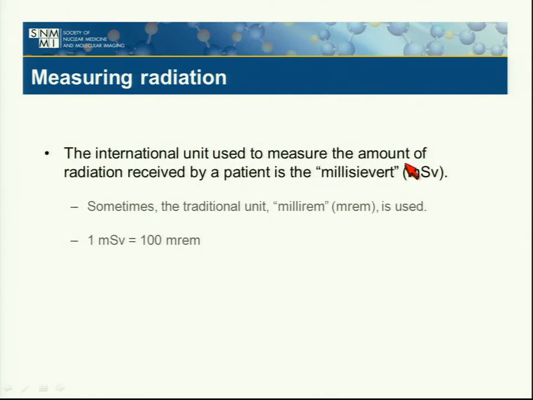Now, the unit you might see, and it's just a unit of the amount of radiation that an object or a patient receives, is called the millisievert, named after some famous physicist, so a 1,000th of a sievert. The traditional unit that you sometimes see might be the millirem, and they're related this way: 1 millisievert is equal to 100 millirem. So you might see some articles using this unit. These days, more commonly, you'll see the millisievert, and it's a measure of how much radiation the patient received.